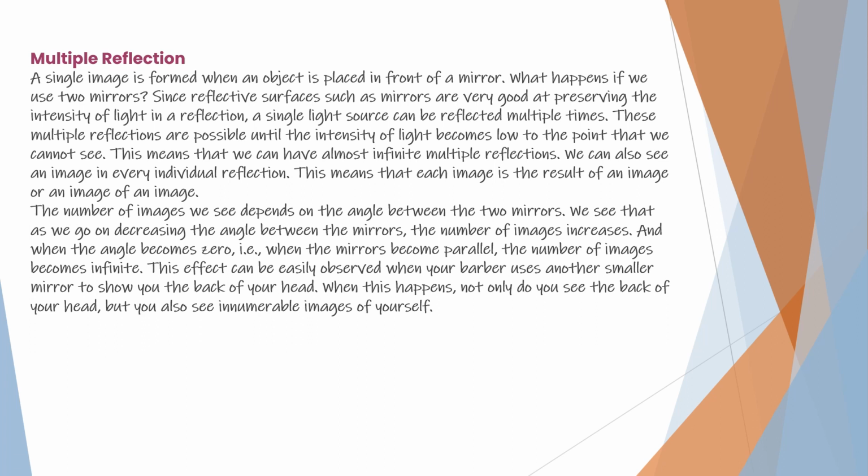We can also see an image in every individual reflection. This means that each image is the result of an image or an image of an image. The number of images we see depends on the angle between the two mirrors. We see that as we go on decreasing the angle between the mirrors, the number of images increases. And when the angle becomes zero, that is, when the mirrors become parallel, the number of images becomes infinite.